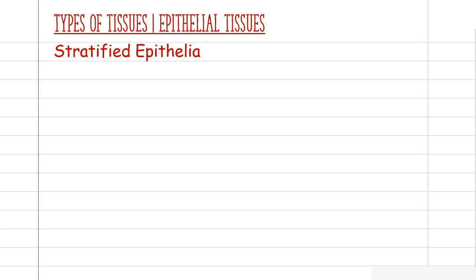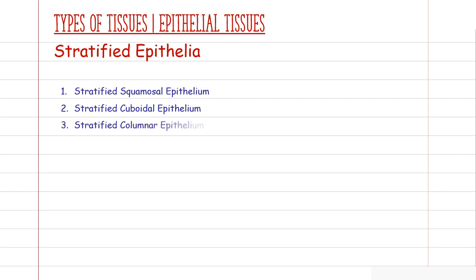So in chronological order, first, we're going to discuss the stratified squamous epithelia. Next, we're going to look at the stratified cuboidal epithelia. And thirdly, we're going to look at the stratified columnar epithelia. For each of these epithelia, as I stated, I'm going to tell you what it is, where you can find it, and lastly which function it provides for that particular body part. So let's move on.